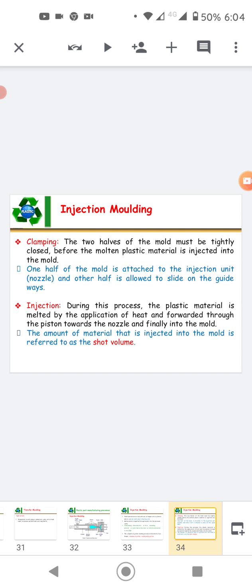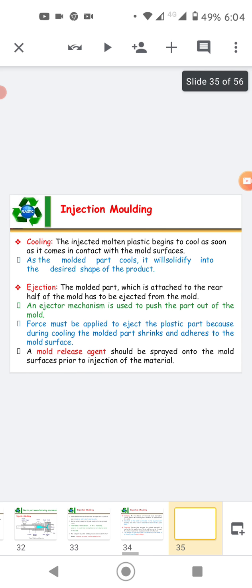Injection. During this process, the plastic material is melted by the application of heat and forwarded through the piston towards the nozzle and finally into the mold. The amount of material that is injected into the mold is referred to as the shot volume.